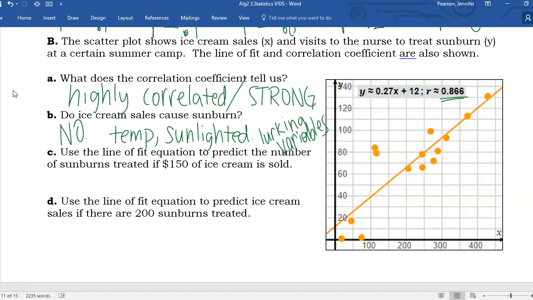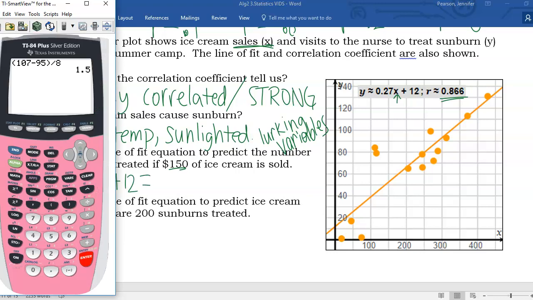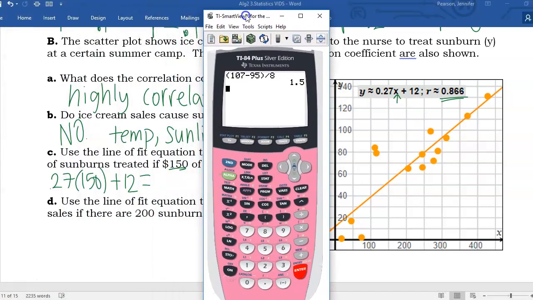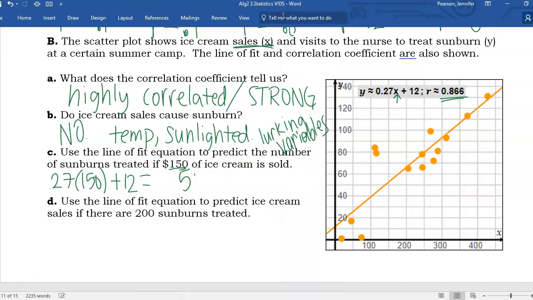Okay. Letter C, use the line of fit equation to predict the number of sunburns treated if $150 of ice cream is sold. So I know that X is my ice cream sales. So I'm going to plug 150 in for x of my equation right here. So we'll go 0.27 times 150 plus 12. And I'm going to go to my calculator. I can type that in as long as I have my parentheses or times. It will do the same thing. So I can predict if $150 of ice cream is sold that I should see about 52, maybe 53 sunburns. I'm going to round that to 53 sunburns.